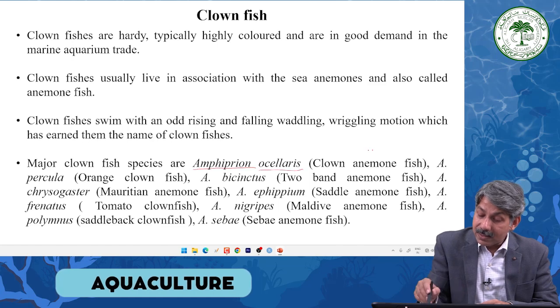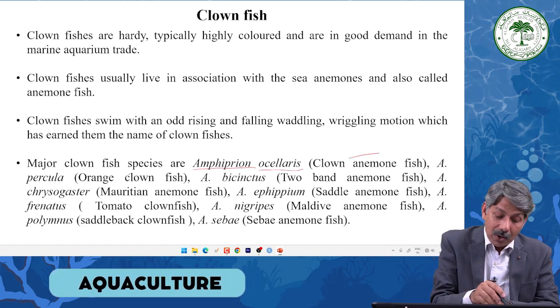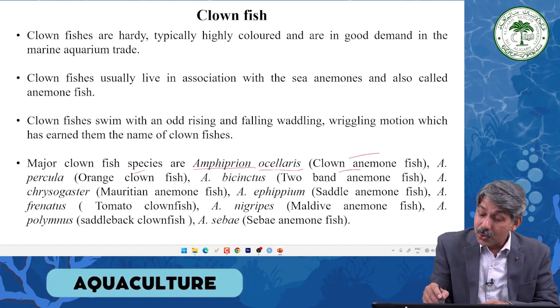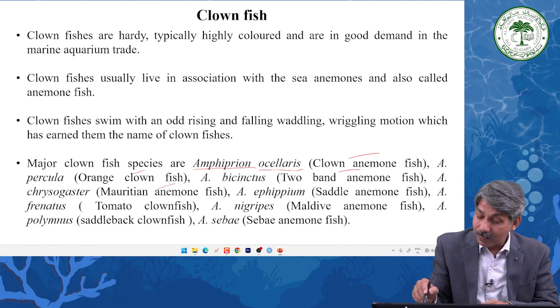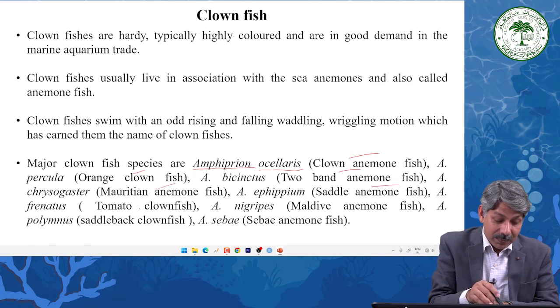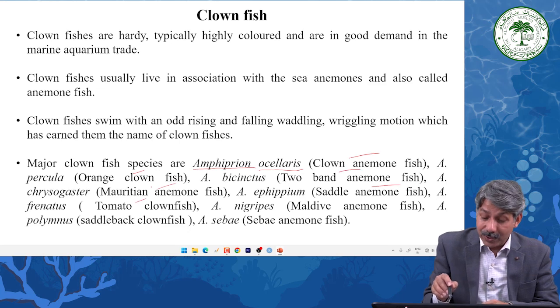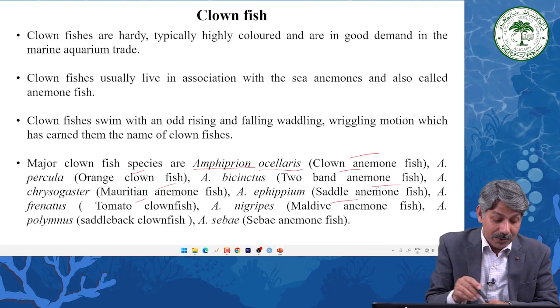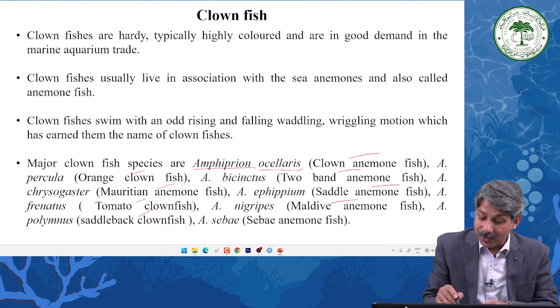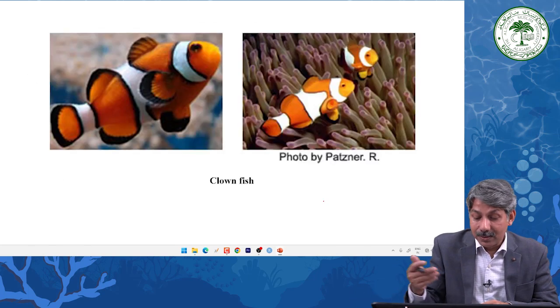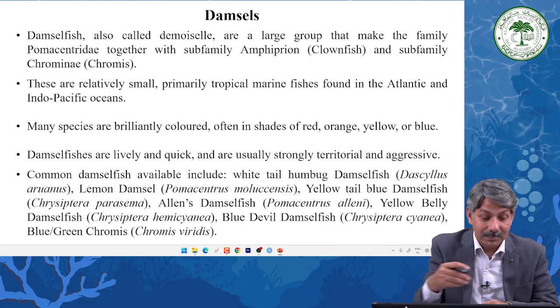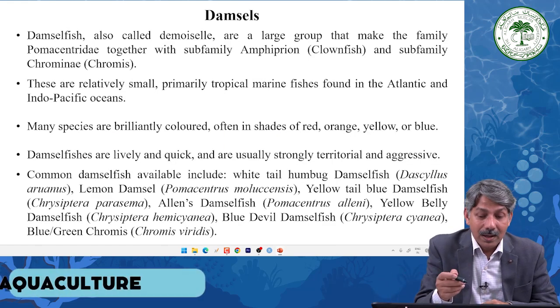Amphiprion ocellaris, the clown anemone fish, orange clownfish, two-band anemone fish, Mauritian anemone fish, saddle anemone fish, tomato clownfish, Maldive anemone fish, saddleback clownfish, then Sebi anemone fish. You must have identified this fish by some animation movie.